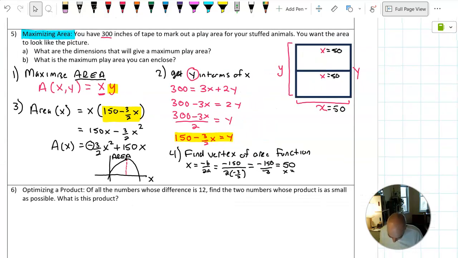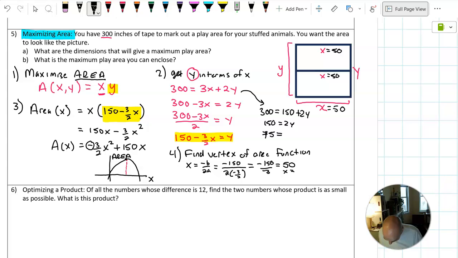Now's a good time. We could come back and say that if we had 300 inches of tape, what were the other things? Well, we know that y is 150 minus 3 halves x, or we could just come back in here and say 300 equals, sorry, I lost my eraser, 300 equals 150 plus 2y, so 150 must equal 2y, and 75 must equal y.